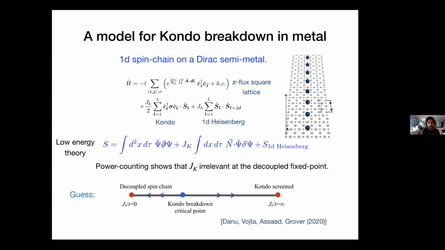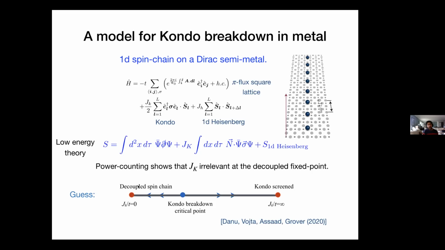So here, to get Dirac fermions, we considered a pi-flux square lattice and added a Heisenberg chain on top. The low energy theory will be interesting: some 2D system coupled to a 1D spin chain. It's somewhat non-trivial to study because if you want to do RG, the spin chain is strongly interacting. It's a Heisenberg spin chain, but we know everything about it, so we can do conformal perturbation theory to understand this RG flow.